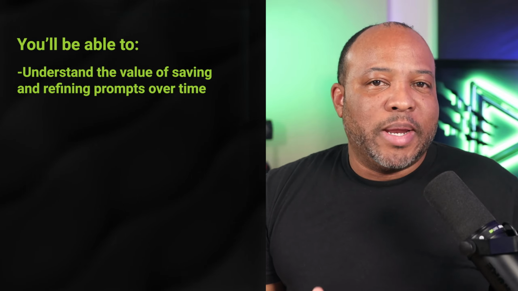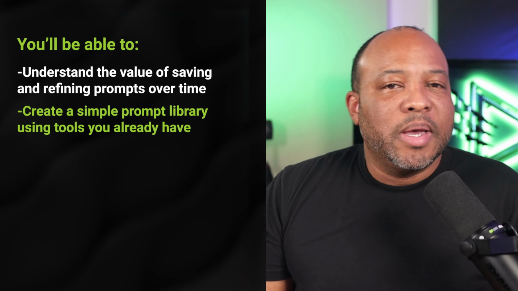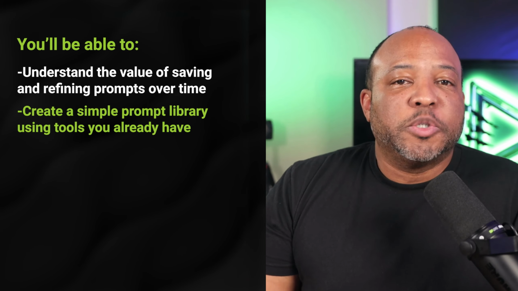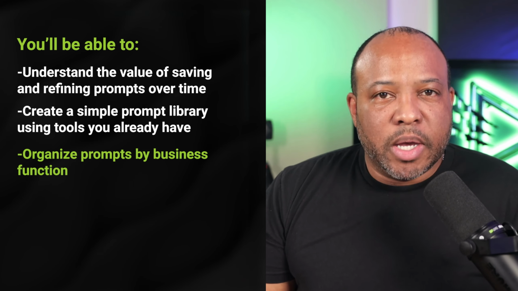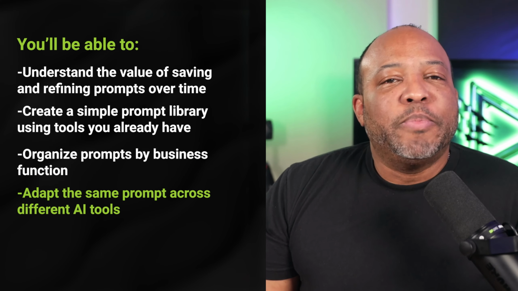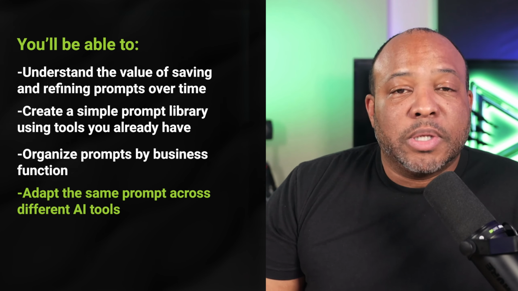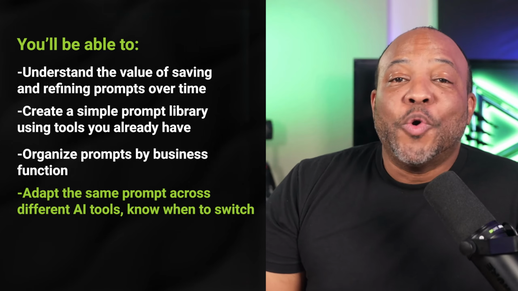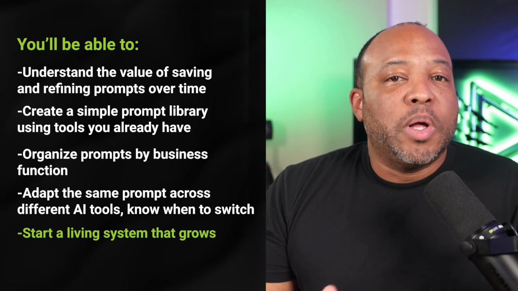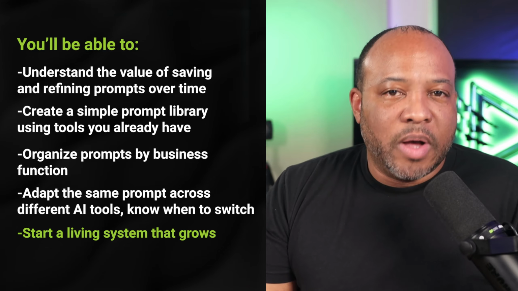You'll be able to create a simple prompt library using tools you already have, like Google Docs, a project management platform, or a spreadsheet. You'll learn to organize prompts by business function like sales, marketing, and admin, and you'll be able to adapt the same prompt across different AI tools like ChatGPT, Claude, or Gemini, and you'll know when it's time to switch. The result will be starting a living system that grows as your business and tools evolve.